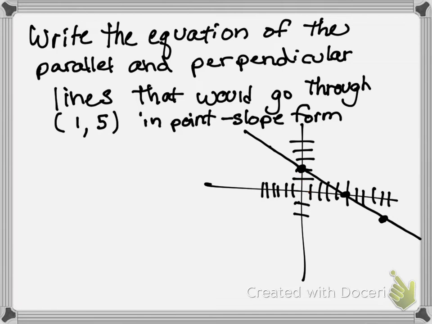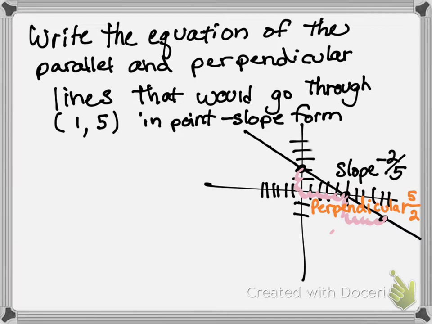So our slope is -2/5 because we can go down 2 and right 5 and get to another point on the slope. So down 2, right 5 gives us our slope. The perpendicular slope is going to be 5/2. Notice that the sign is the opposite and the numerator and the denominator have switched.